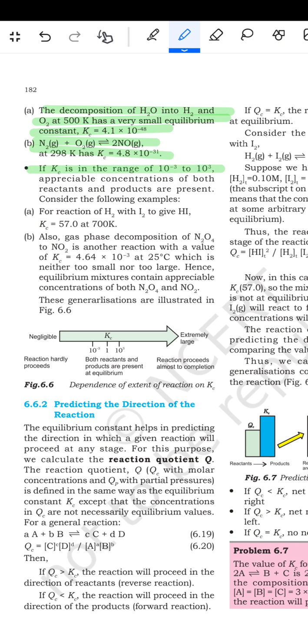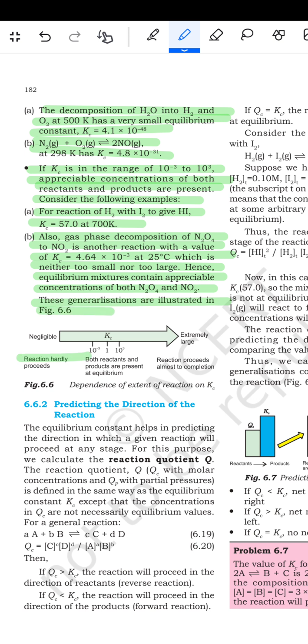If Kc is in the range of 10 के पावर माइनस 3 to 10 के पावर 3, appreciable concentration of both the reactants and the products are present. Consider the following examples for the reaction H2 with I2 to give the HI. Kc हो जाता है 57.0 at 500 Kelvin. Also, gas phase decomposition of the N2O4 to the NO2 is another reaction with a value of the Kc 4.6 गुना 10 के पावर माइनस 3 at the 25 degree Celsius, which is neither too small nor too large. Hence, equilibrium mixture contains the appreciable concentration of both N2O4 and the NO2. These generalizations are listed in the table 6.6.